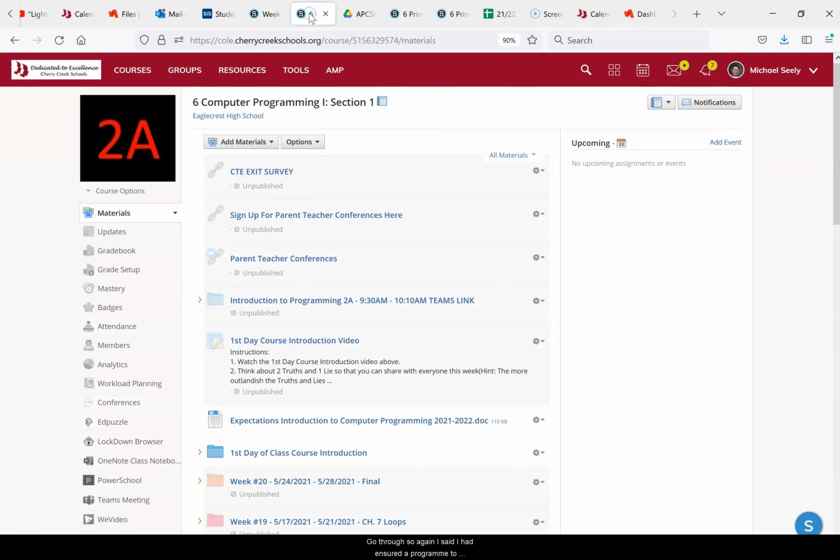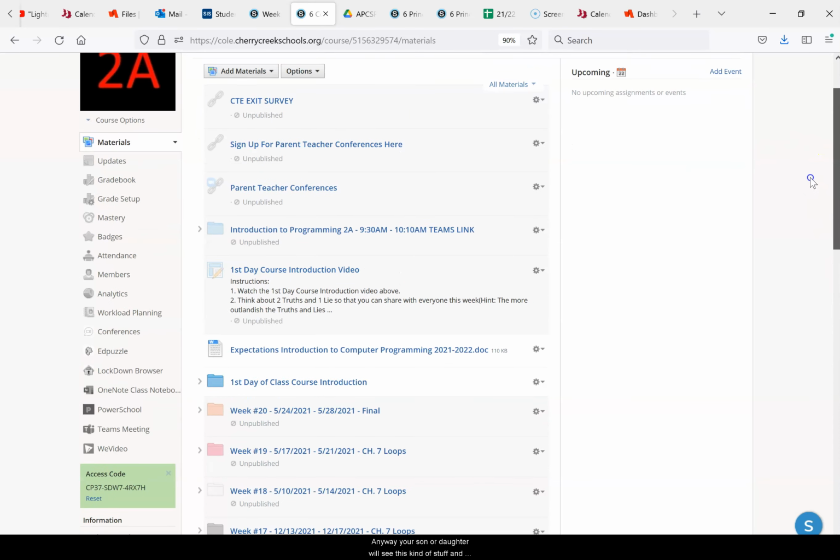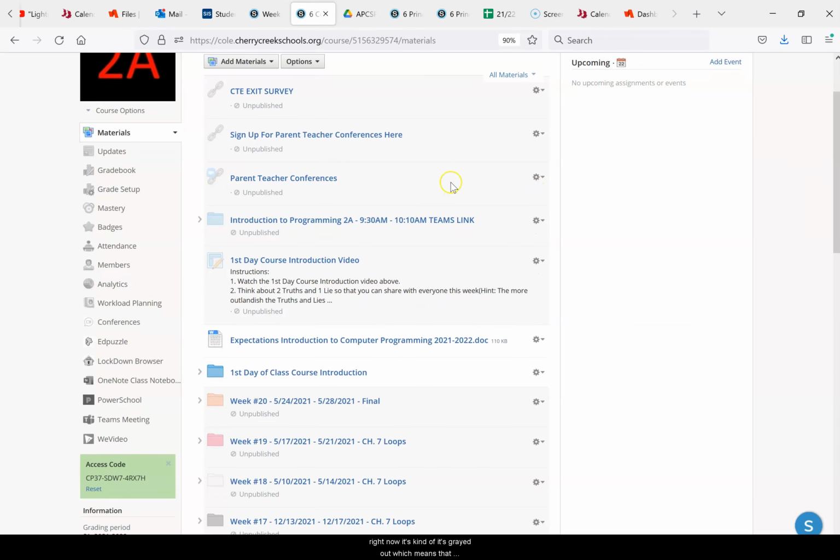So again, I have Intro to Programming 2A, 3A, and 4A, or computer programming. We just changed up the naming convention. Your son or daughter will see this kind of stuff, and right now it's grayed out, which means that I just haven't published it yet. But I sent home this expectation sheet, which is a syllabus of the information we're going to cover. This was an activity we did first day of class.